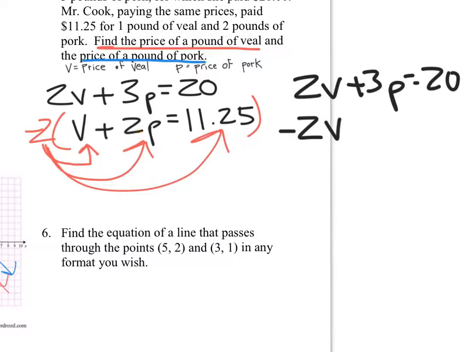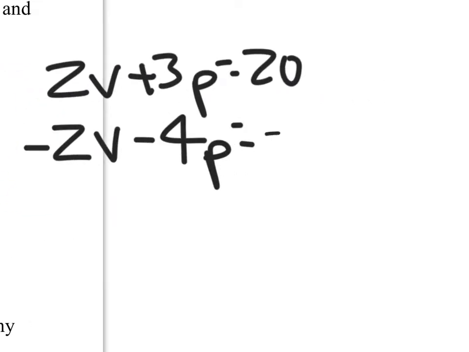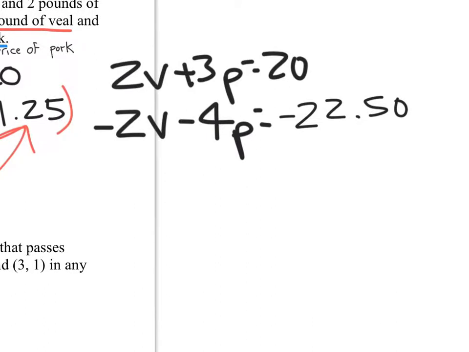-2 times 2P is going to give us -4P, right? And then equals what? -2 times 11.25 is going to give us -$22.50. Beautiful. All right, so now what we can do is determine the value of the pork.